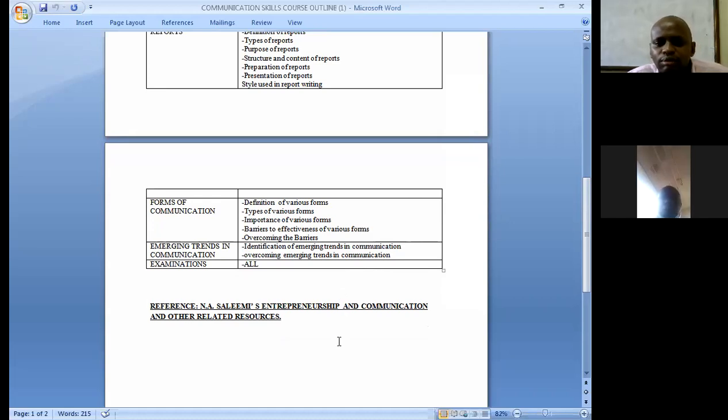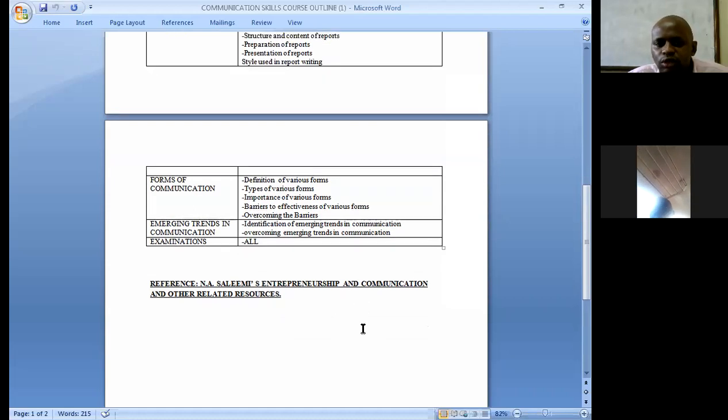Some of the references that you are going to use: number one, you will be able to use Salemi, Communication. Salemi is an author, normally called N.A. Salemi, and he has talked more about communication. We shall also be able to use magazines, articles and journals, and you'll be able to learn more about that. So we will start.